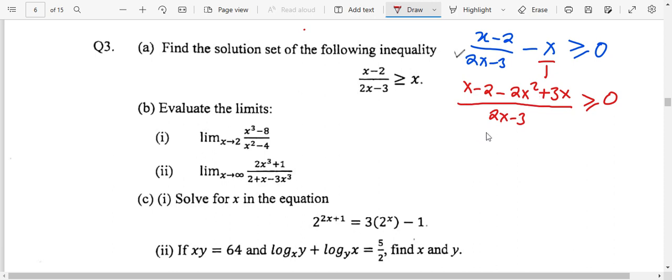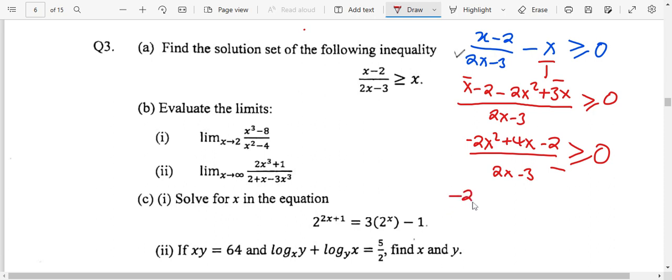So on top, add like terms. I'll start with the negative 2x squared, and then positive x plus 3x, that is going to be positive 4x. And then we have a negative 2. In the denominator, we're going to have 2x minus 3. That will be greater than or equal to 0. Get what is on top, equate it to 0, and also get what is down, equate it to 0. Negative 2x squared plus 4x minus 2 is equal to 0.